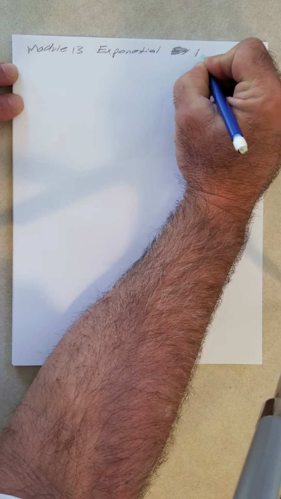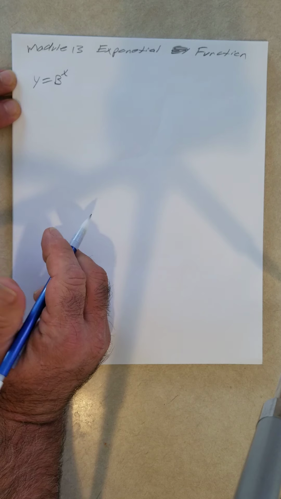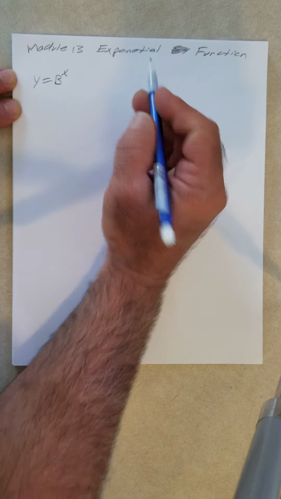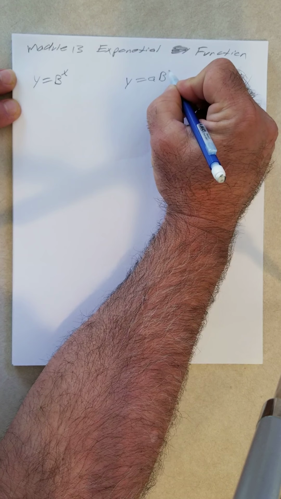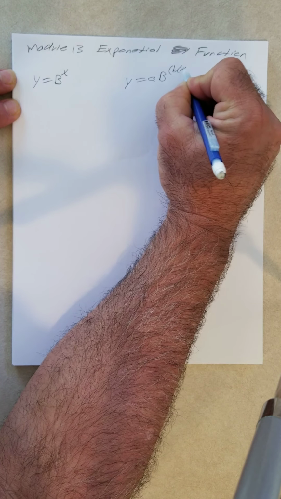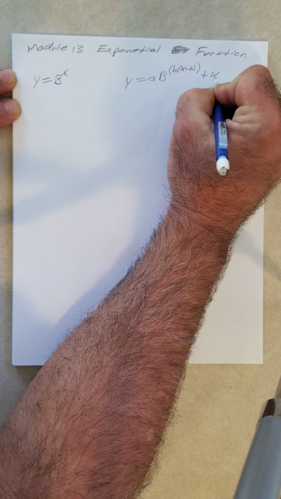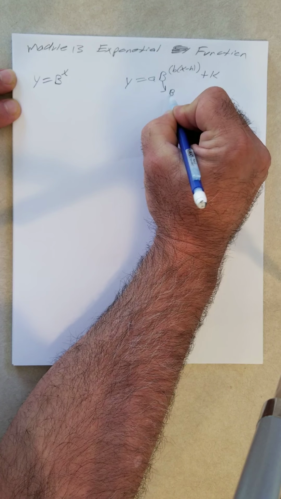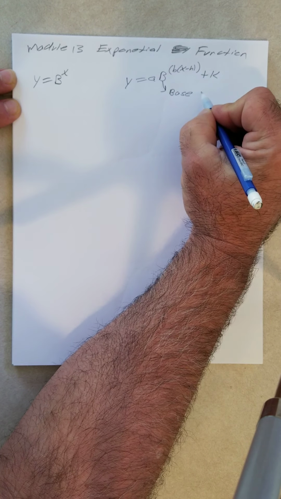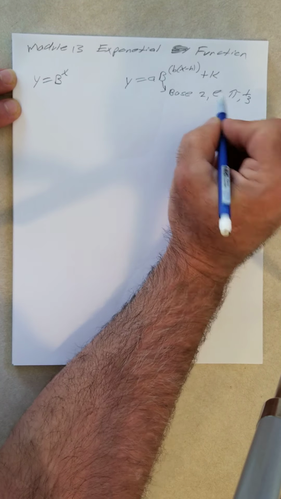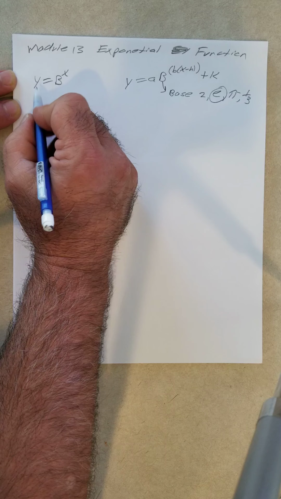We're going to take a look at the parent function, which is y equals b raised to the x. That makes it an exponential function because we have a variable in the exponent position. We will then transform it into our normal a, b, h, and k. It gets a little confusing because we have our regular small b, and now we have this capital B. This capital B is just the base of the exponential function. It can be any number: 2, e, pi, 1/3, any number. Not sure we've learned that yet, but we'll get to it very shortly.